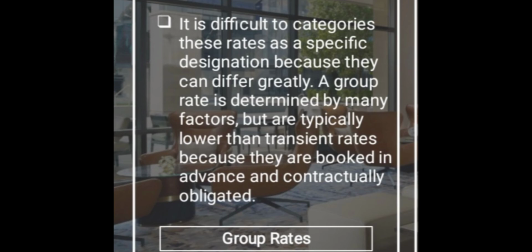and are contractually obligated. So, group rates is a payment or charge applicable to a group of people or things, applicable from any place within a certain area, a reduced payment for a service, amenity, etc. made available to a group of people applying together. It is typically lower than transient rates because they may book in advance with a promo or a discount.